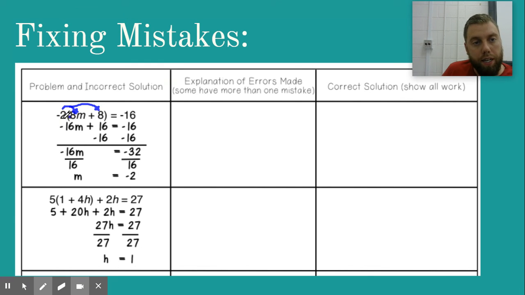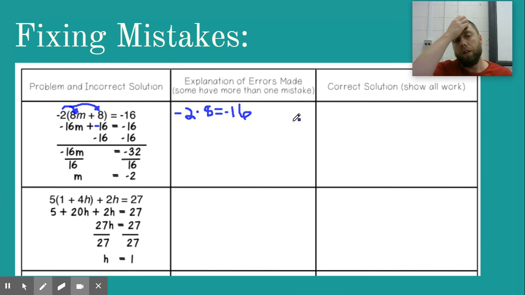So distributing this negative 2 to 8m gives you negative 16m. That's perfect. Totally makes sense. Negative 2 times 8 is not positive 16. It's negative 16. So it asks you over here to explain the errors made. I am only going to write a very simple thing, which is negative 2 times 8 equals negative 16. I expect you folks to write a sentence there, okay? But my pen's not great, so I'll leave that to you.